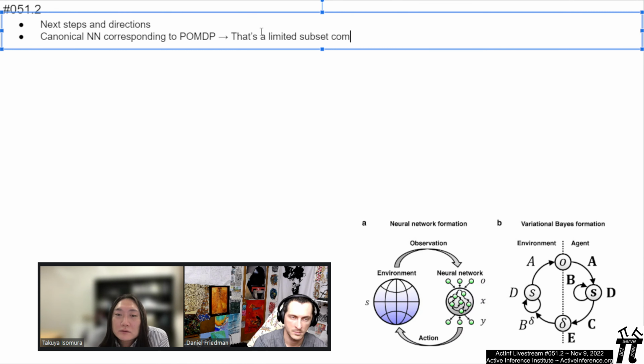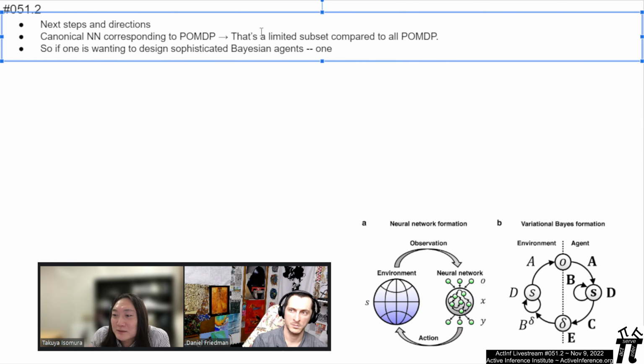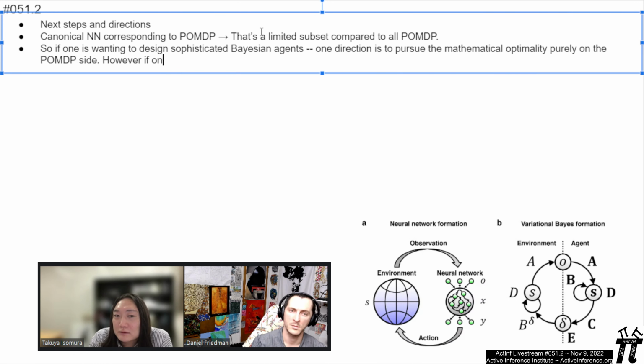So if one's goal is to design a sophisticated Bayesian agent to perform some task or control a robot, then one direction is just to forget such limitation and seek mathematical optimality, right? And another direction is biological plausibility. If one wants to make an agent which is biologically plausible, then this correspondence is crucial because it tells us the biological limitation through the existence or non-existence of such a mapping between a POMDP and a particular neural network architecture.